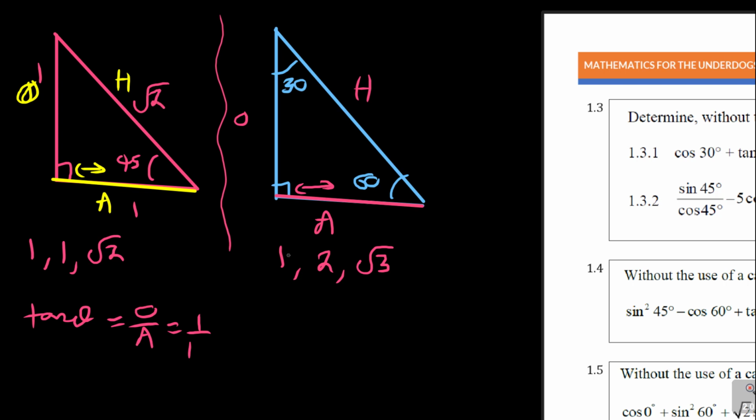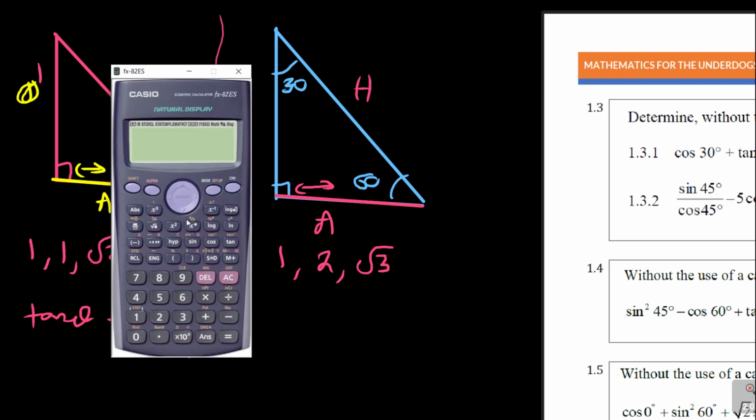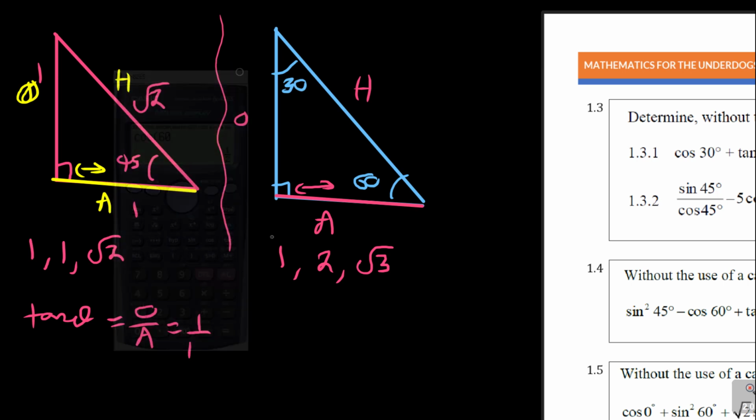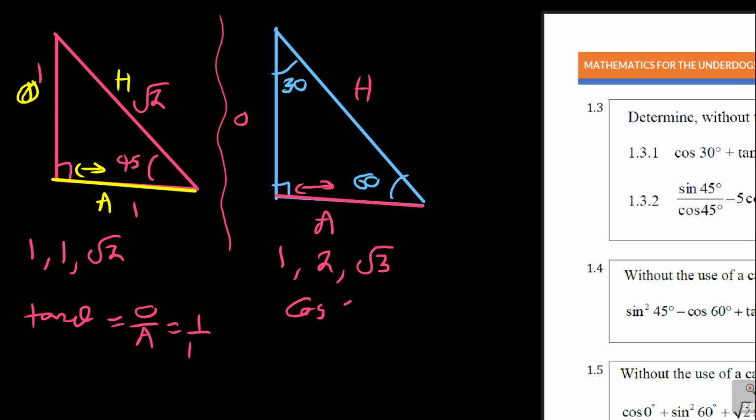You do the same thing on the other one. You say cos 60, for example, is 1 over 2. Now cos, as you know, SOHCAHTOA, CAH is adjacent over hypotenuse.